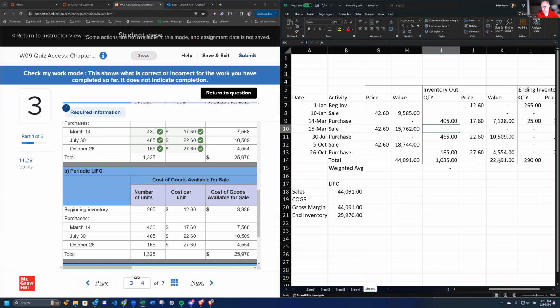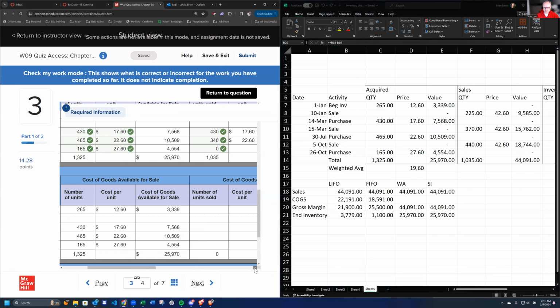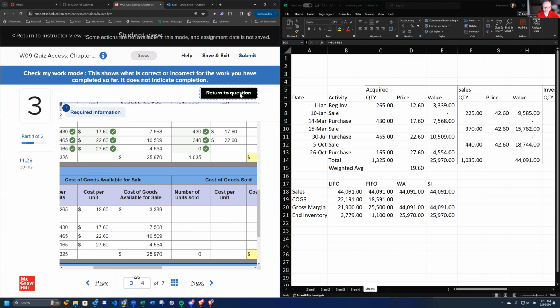And so now this is 22,191. So we can put in 22,191 here. And now we have the values we need over here. So let's do that. Okay, so under FIFO, return to question.